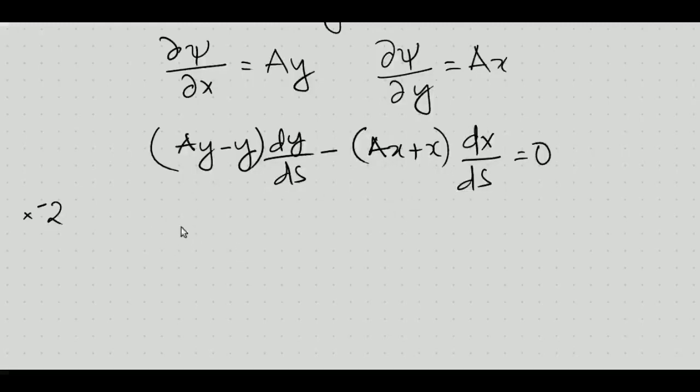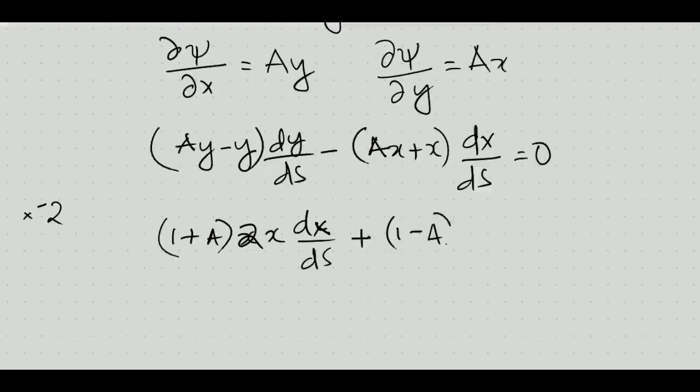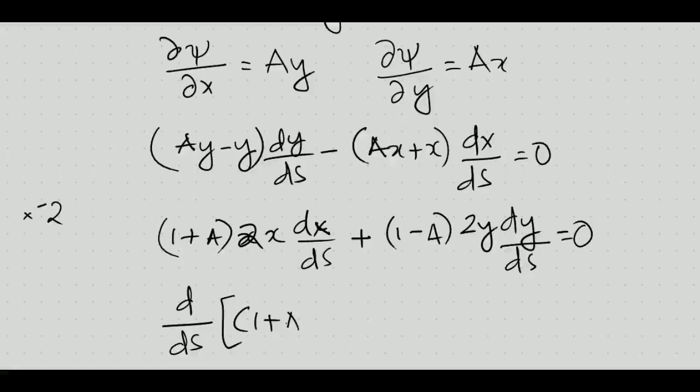We will get negative terms. We will get 1 plus a into 2x into dx by ds, plus, here negative of a minus 1 is 1 minus a, into 2y into dy by ds equal to 0, and we can write this as d by ds of 1 plus a into x square plus 1 minus a into y square is equal to 0.